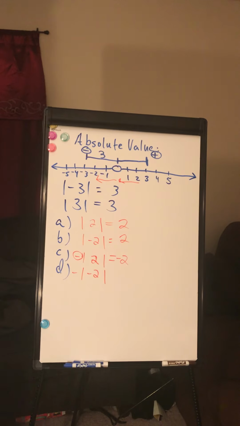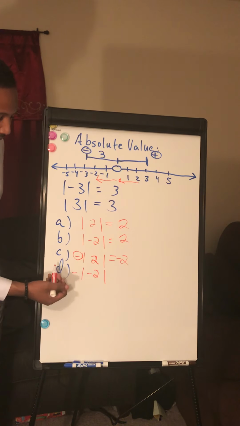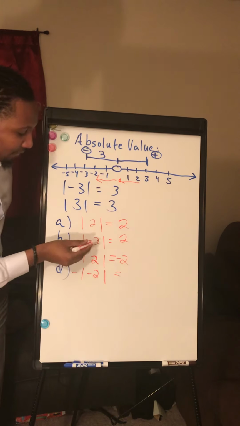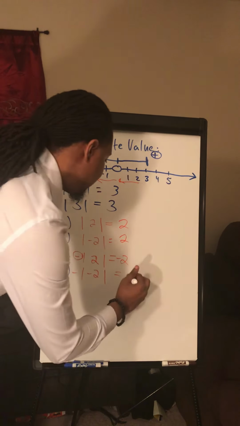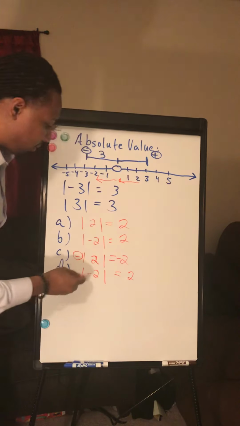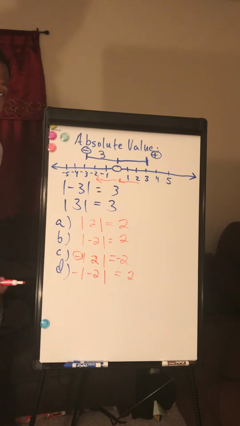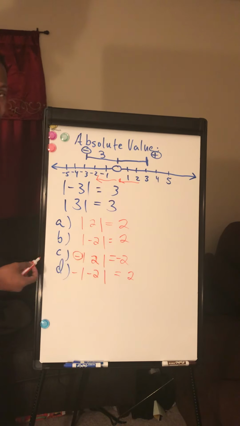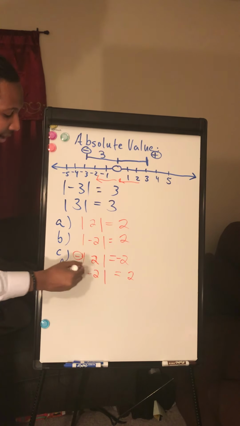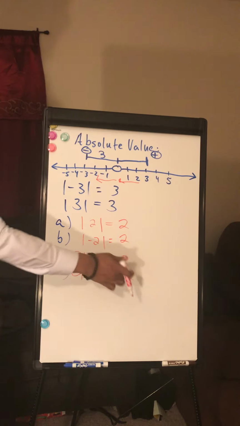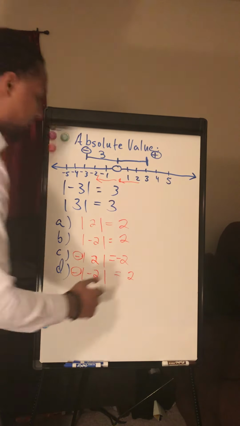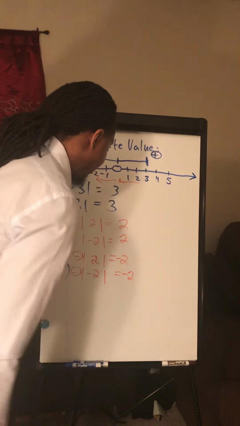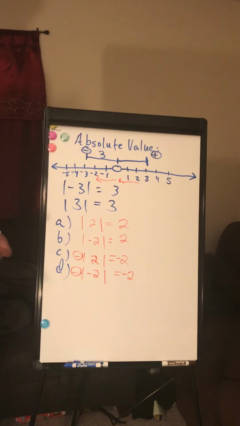Last, the negative absolute value of -2. Once again, we know the absolute value of -2 is 2. However, once again, we have this negative on the outside. Basically, this is like -1 times any number you get as a result originally. So you get -2 here. Okay?